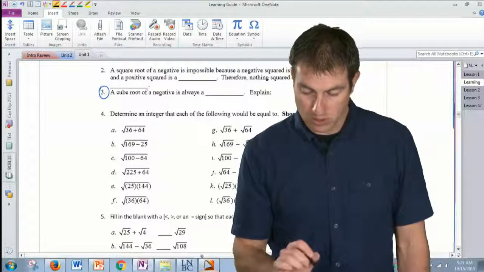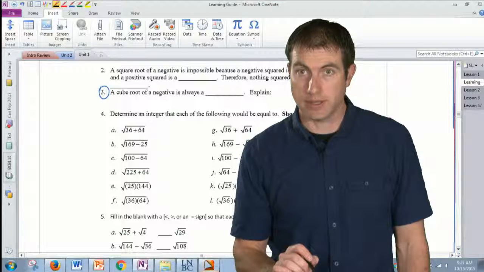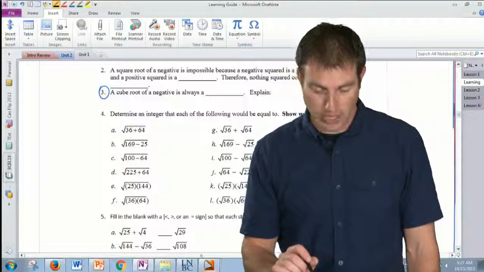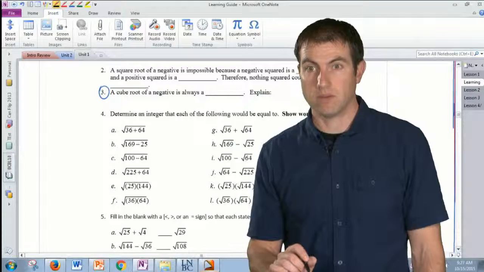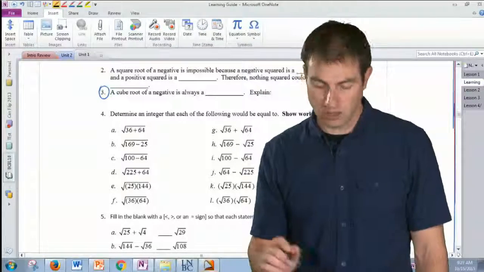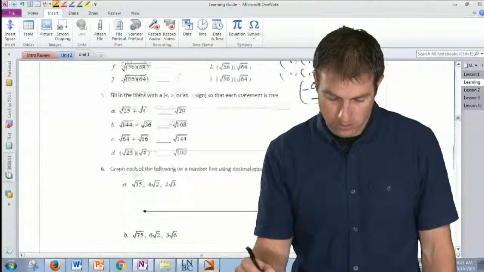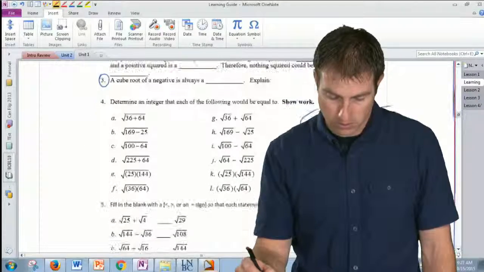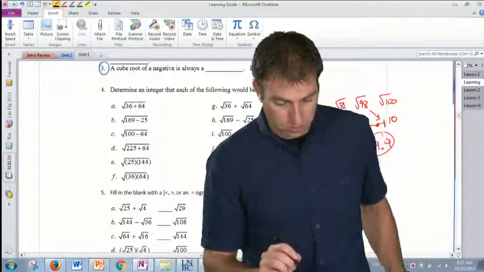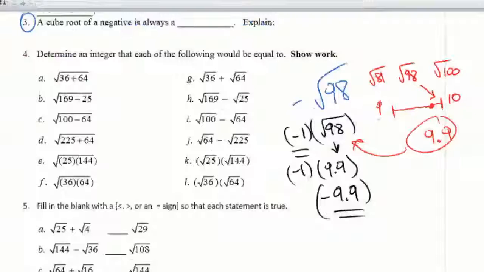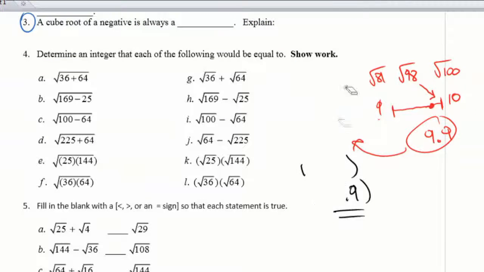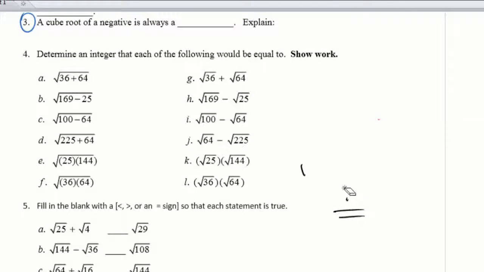Okay, I'm going to go on to the lesson. Unless I'm misunderstanding what you were asking, Abby, I think I've got evaluating irrational numbers 4. Determine the integer that each of the following would be equal to. Show your work. For sure, we can do maybe 1 or 2 of these. Just get this out of the way.